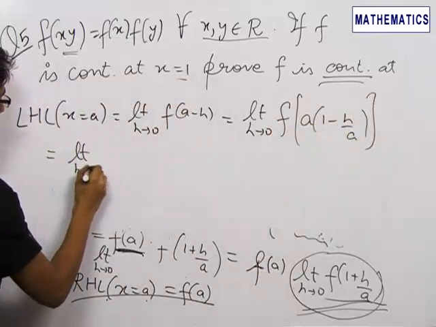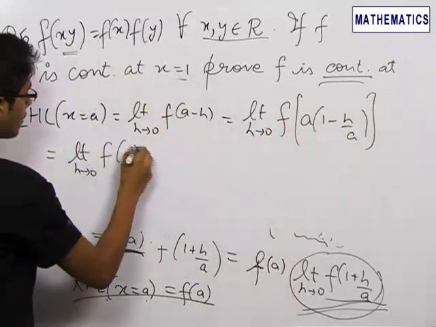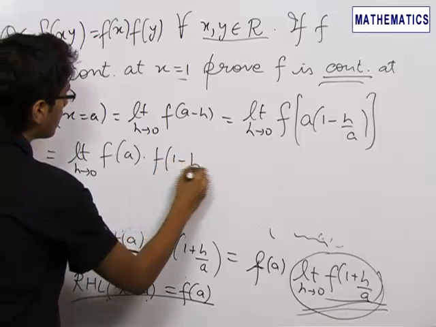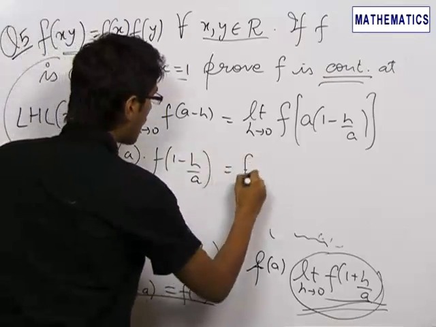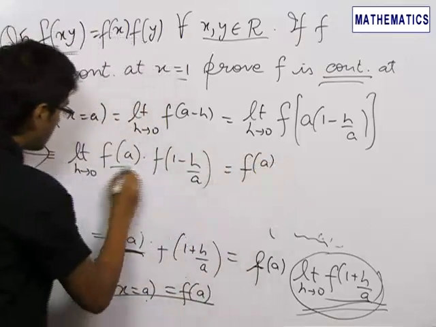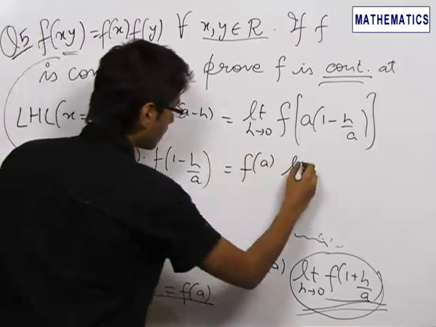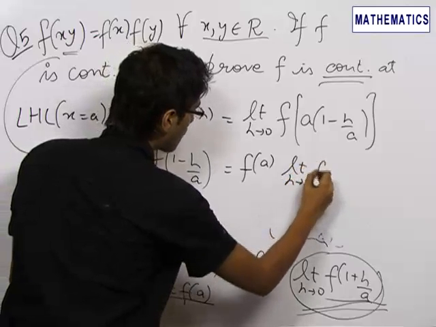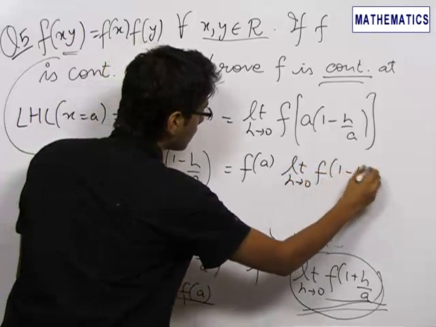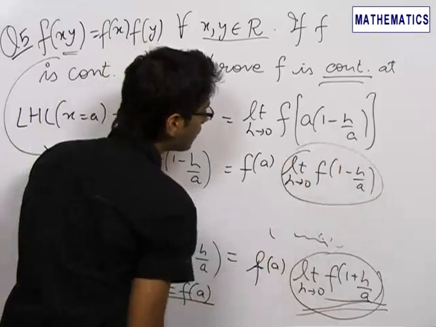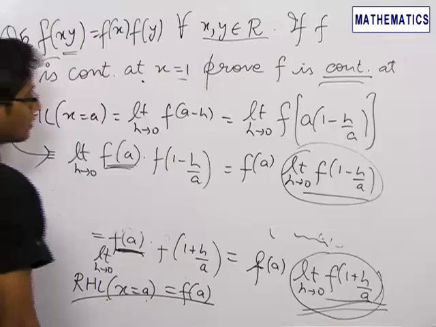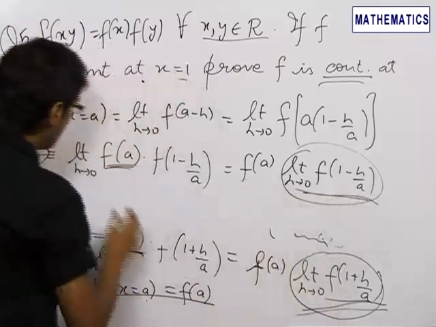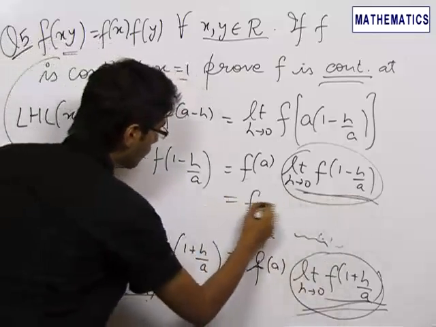This is equal to limit h tending to 0 f of a into f of 1 minus h upon a from this relation. This is equal to f of a, taking f of a outside, since it is not containing any h, limit h tending to 0 f of 1 minus h upon a. Now very clearly this is the left hand limit of the function at x equals 1, and since the function is continuous at x equals 1, its value is equal to f of 1, which is equal to 1. So this is f of a.